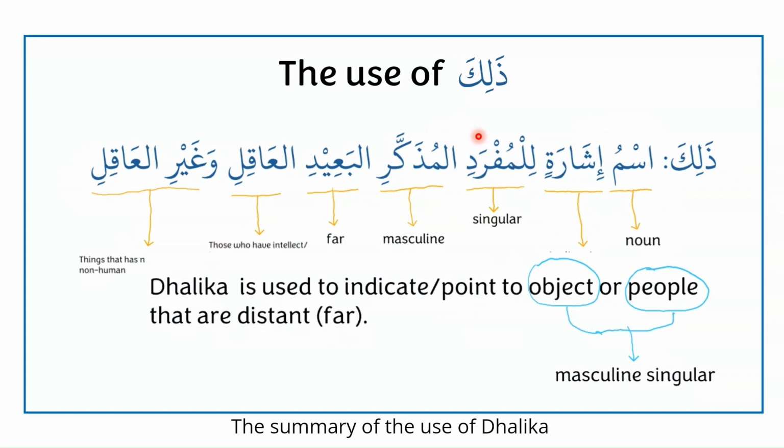The summary of the use of dhalika. Dhalika is used to indicate or to point an object or people that are distant or far. The object or people are masculine singular noun.